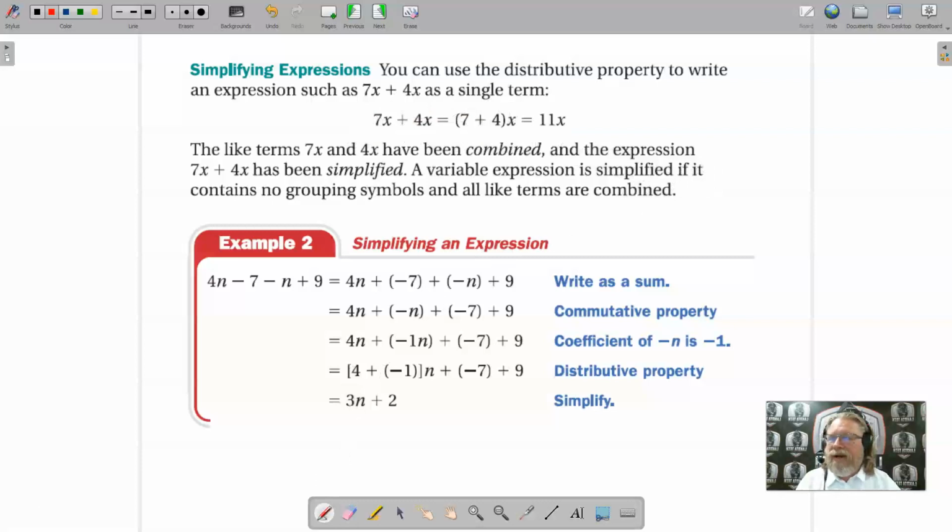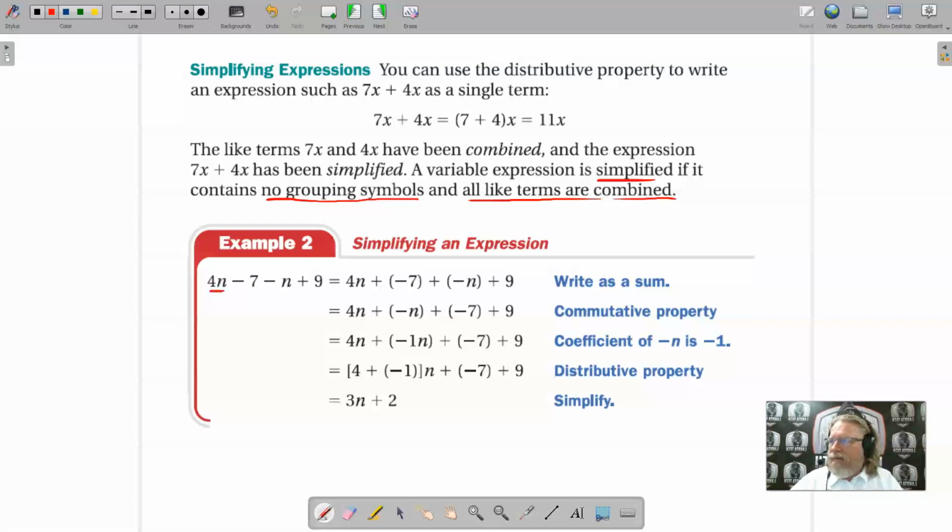We've been simplifying for quite some time, but we now see that something is simplified if it meets these conditions: that we have no grouping symbols and all the like terms are combined. So in the first one here, we have 4n minus 7 minus n plus 9. Let's first write it as a sum. That is to say, let's change all the subtraction signs over to addition signs.